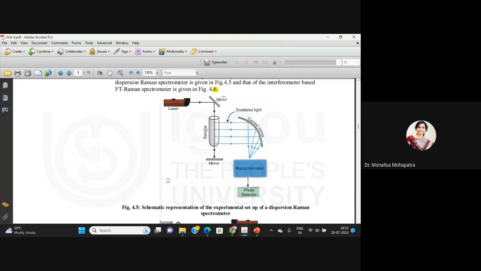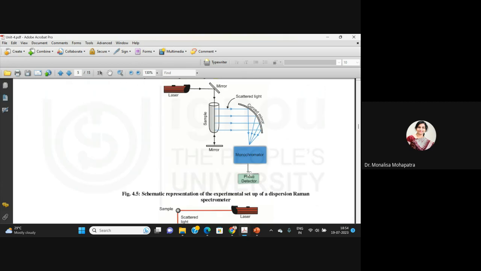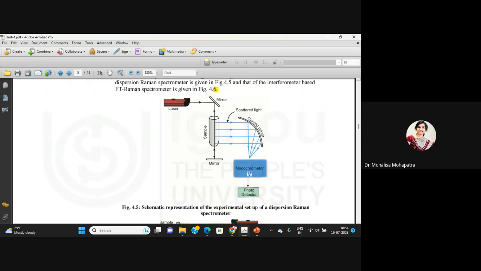So this is a sample compartment. Then the scattered light falls on a curved mirror. Why has a curved mirror been used here? Because not all the radiation will be scattered in one direction; they will converge and go into the monochromator. Then the photodetector will be there, then again your output unit. So this is the way of your instrumentation everywhere.